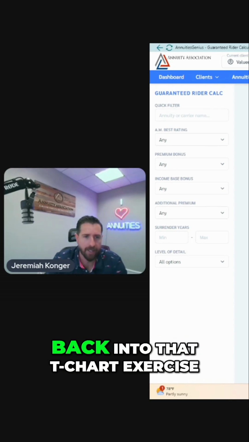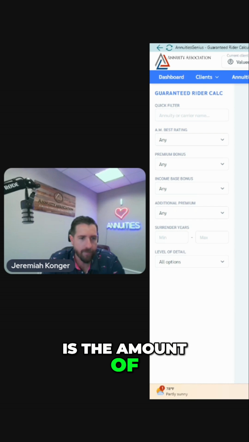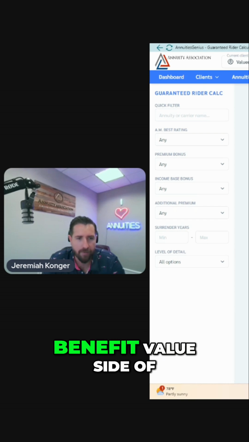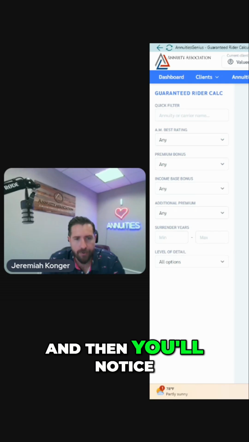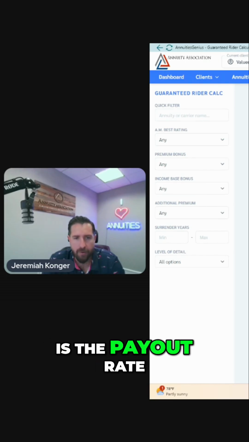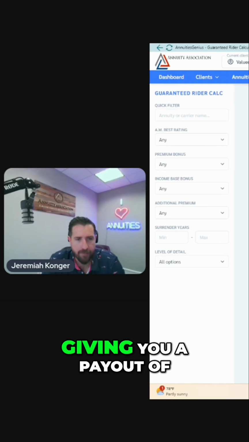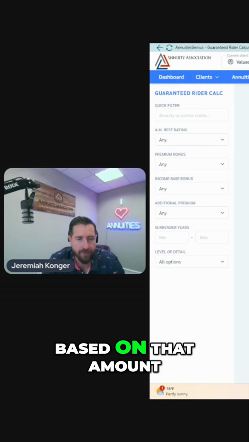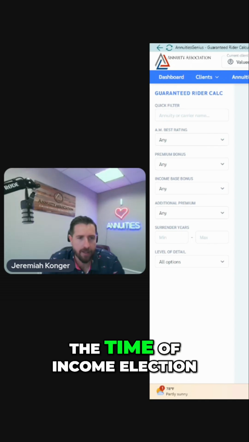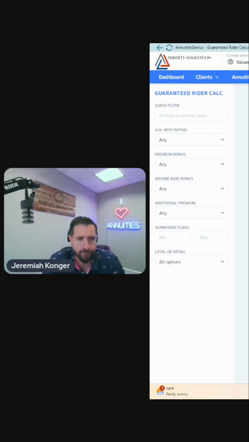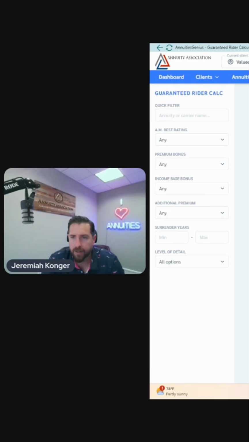So you tie it back into that T-chart exercise, and you'll see this is the amount of money on the income benefit value side of that T-chart, or the right-hand side. And then you'll notice the last factor here is the payout rate of this income benefit value. How much are they giving you a payout of based on that amount of time, that amount of investment, and your ages at the time of income election. And that's how you get to this number here, which is 4,038.